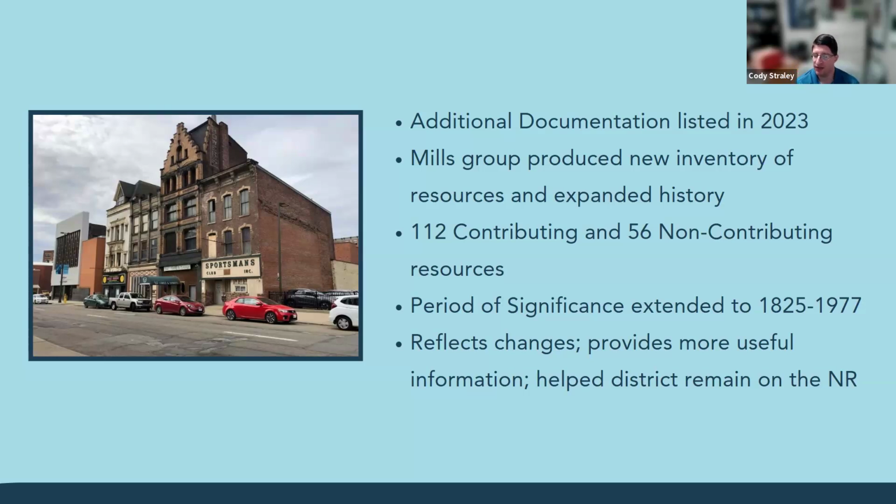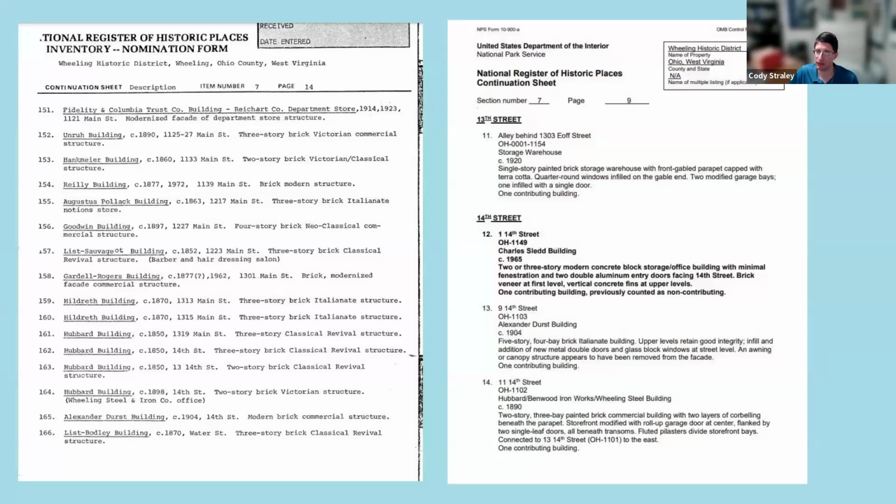But we extended the period of significance from 1939 up to 1977. So any properties built prior to 1977 that weren't historic in the previous nomination could be reclassified as historic under this new documentation. So the new nomination reflects changes that have occurred in the district over time, provides more useful information for grants and tax credits and planning purposes today, and it helped keep the district on the National Register. Next slide.